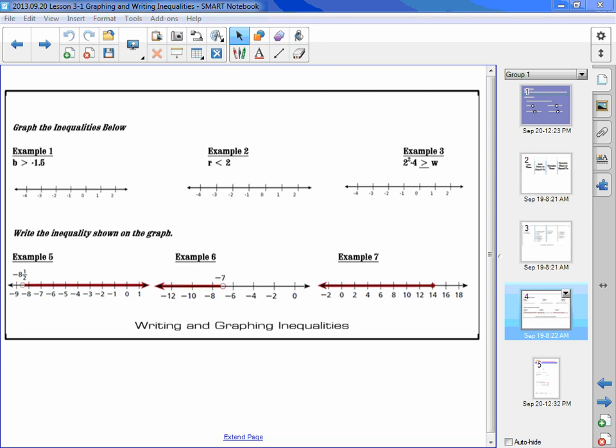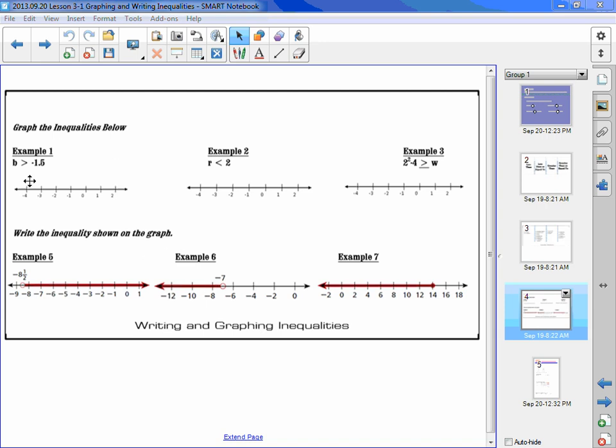Okay, so what you will need to do to find these notes is look in your orange packet that we have put in page 7 of our notes journal. And you will want to flip to the page that looks like this. Down here at the bottom it says writing and graphing inequalities. So you should see this page in your notes. So once you get there, what you'll want to do is do each of these examples.